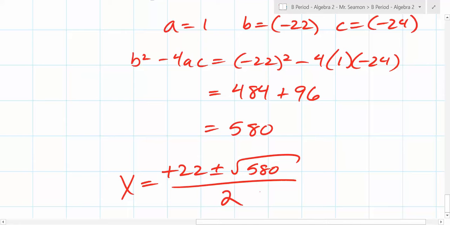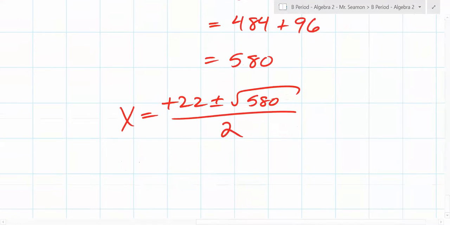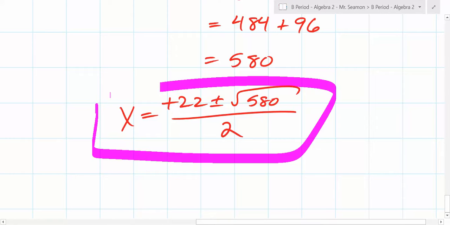Now the question says, how long to the nearest tenth? When it says things like to the nearest tenth, does that mean you're going to get a nice answer? No. So for example, 580, does that simplify very well? No, it's not asking for the most simplified. It's asking you literally to do this on your calculator.